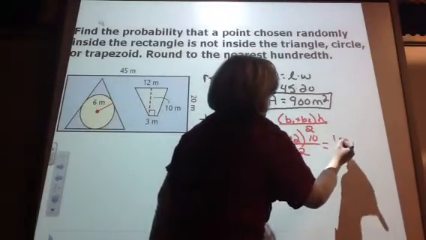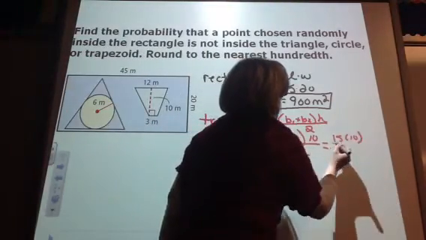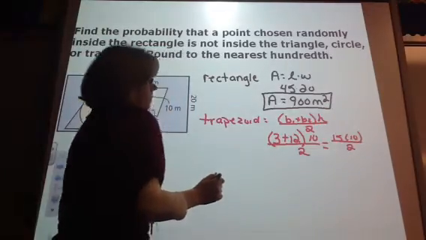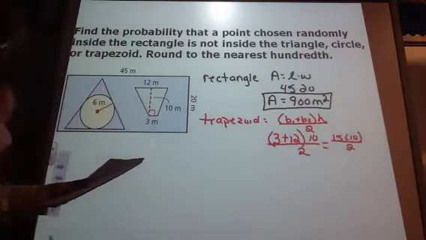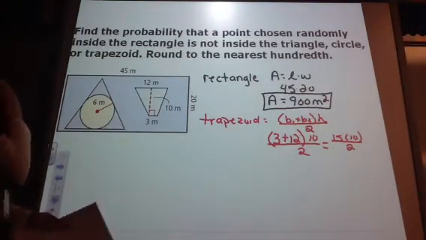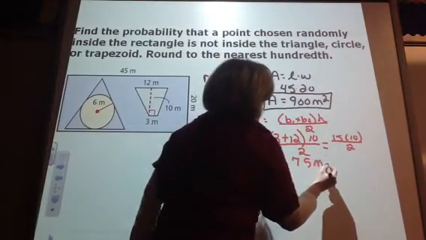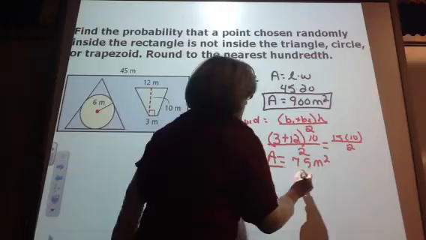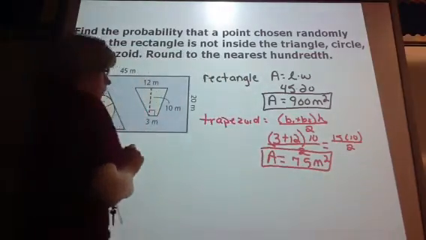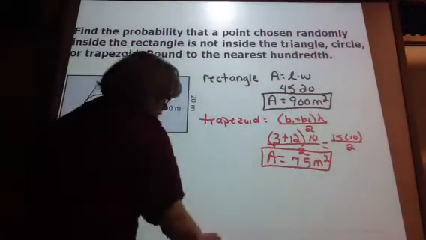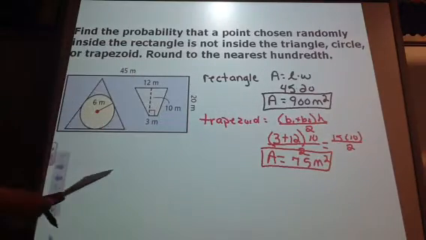So what do we have here? 15 times 10, and we end up with 75 square meters for the area of the trapezoid. Okay, so let's look at the triangle right here.